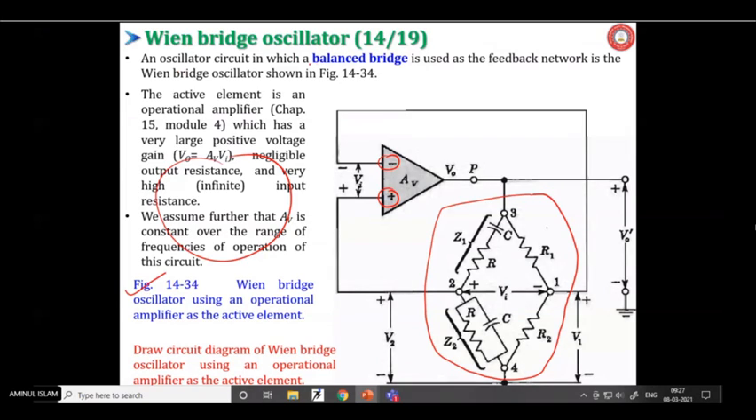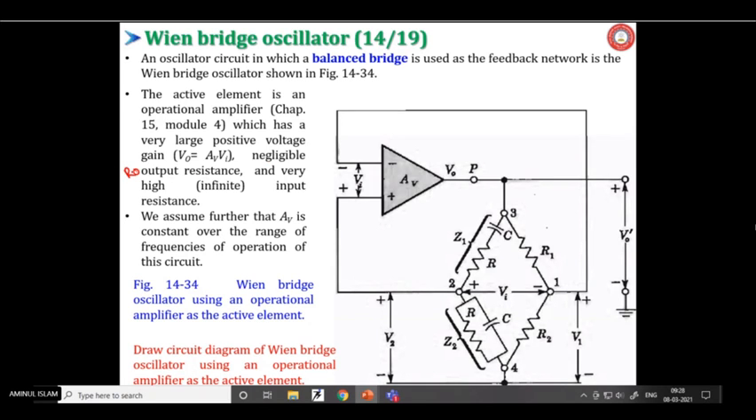An oscillator circuit in which a balanced bridge is used as the feedback network is the Owen bridge oscillator shown here. The active element is an operational amplifier, which could be a BJT also, as we have seen. And we'll discuss this in module 4 about the op amp, which has a very large positive voltage gain. The characteristic of an op amp is that its gain is very high, ideally infinite, with negligible output resistance, RO.